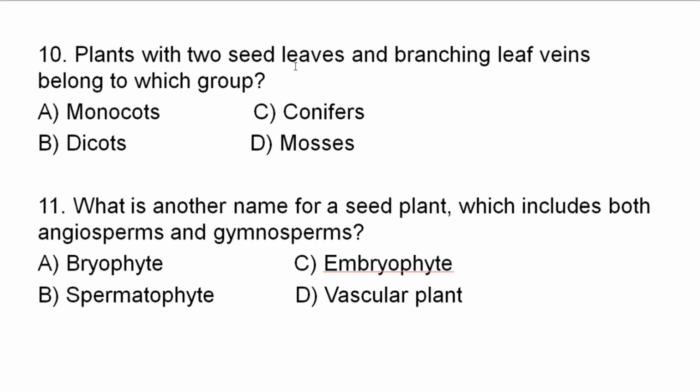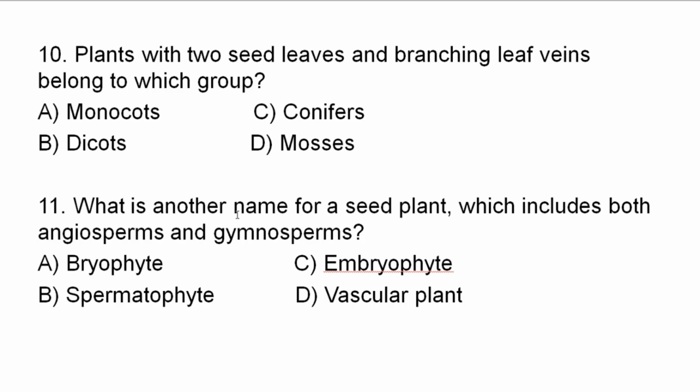Monocots, they have one seed leaf and they have what? Parallel veins. And conifers, they have many seed leaves and the leaves are what? Needle-like. Moss, they do not have leaves at all. So the correct answer for question number 10 is B. Dicots. Dicot plants have two seed leaves and their veins are branched.